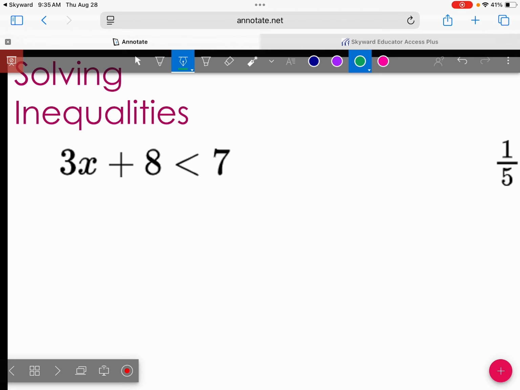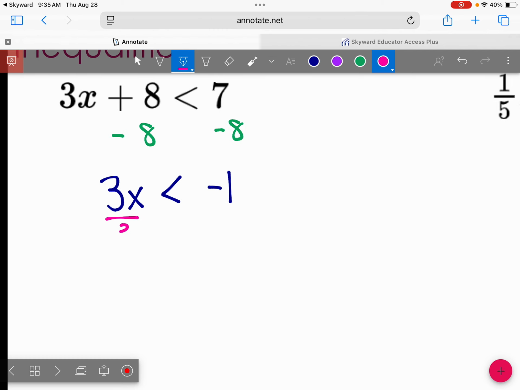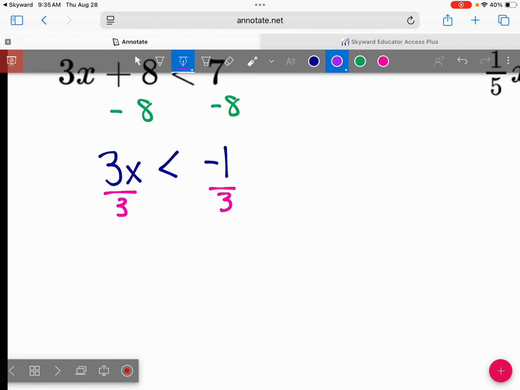So what am I going to do first here to try and figure out what x is? Subtract 8. So we're going to get our 3x is less than negative 1. What do we do next? Divide by 3. Am I dividing by a negative number or a positive number? Positive. So is my sign going to change? No. Only if we multiply or divide by a negative number. So our x is going to be less than negative 1/3.